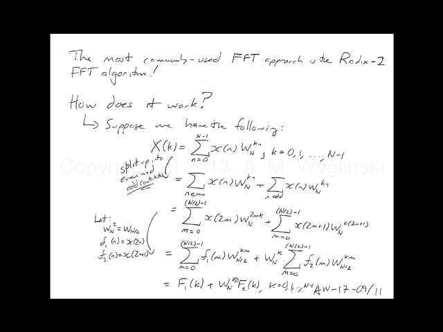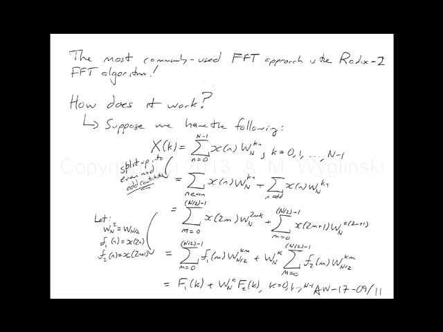How is this useful? This has a very powerful property. It tells me I can decompose the structure of X of k into F1 of k and F2 of k and add them together, one of which is multiplied by W_N to the k. This means I can decompose this frequency output into two sub-frequency outputs. Now, what can I do? I can take F1 of k and do the exact same thing over again, cut it up just like I cut up X of k. Same thing with F2 of k. Then I can decompose those into their individual components. What can I do then? I can decompose those guys again.